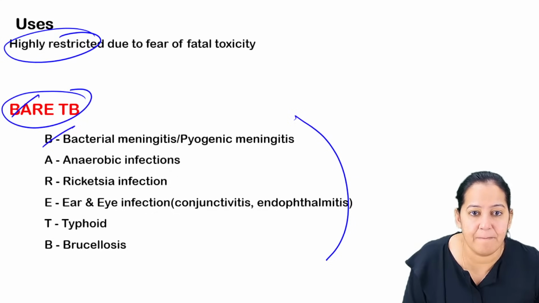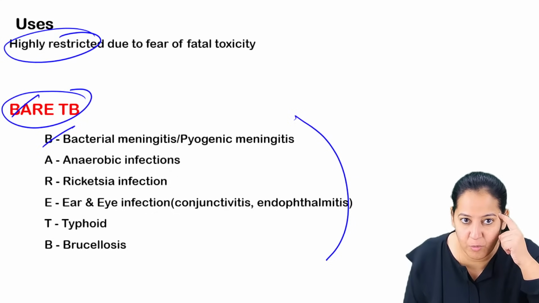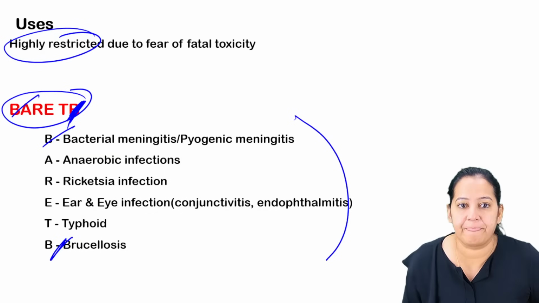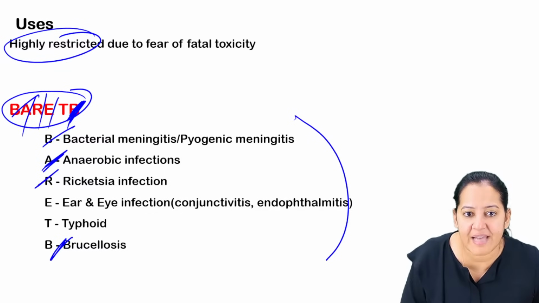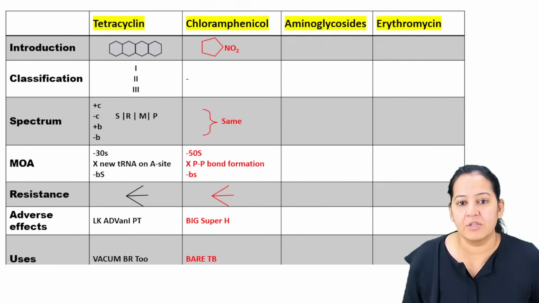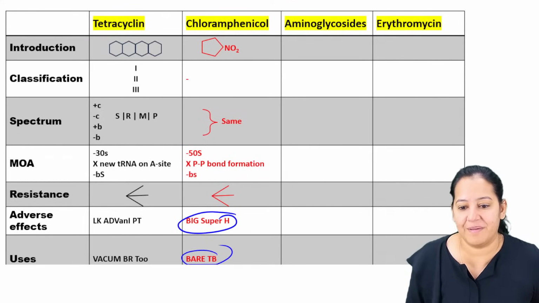B for bacterial meningitis. One more B is there: Brucella. A is anaerobic infection. R is rickettsia. E is eye and ear infection. T is typhoid. So Big Super Hypersensitivity and Bayer TB.